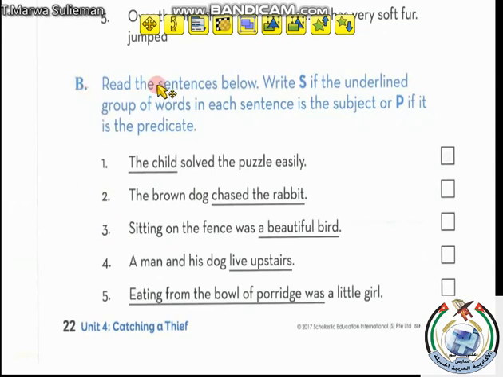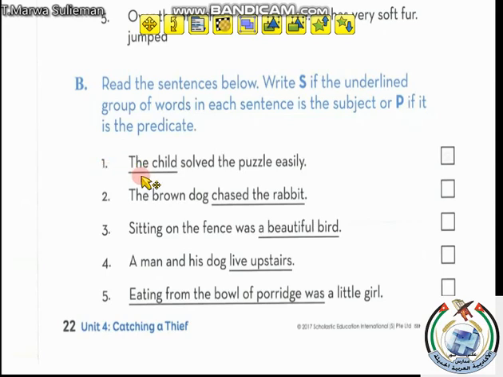Exercise P. Read the sentences below. Write S if the underlined group of words in each sentence is the subject, or P if it is a predicate. We have to read the sentences and write S if the underlined group of words is the subject, or P if it is the predicate.